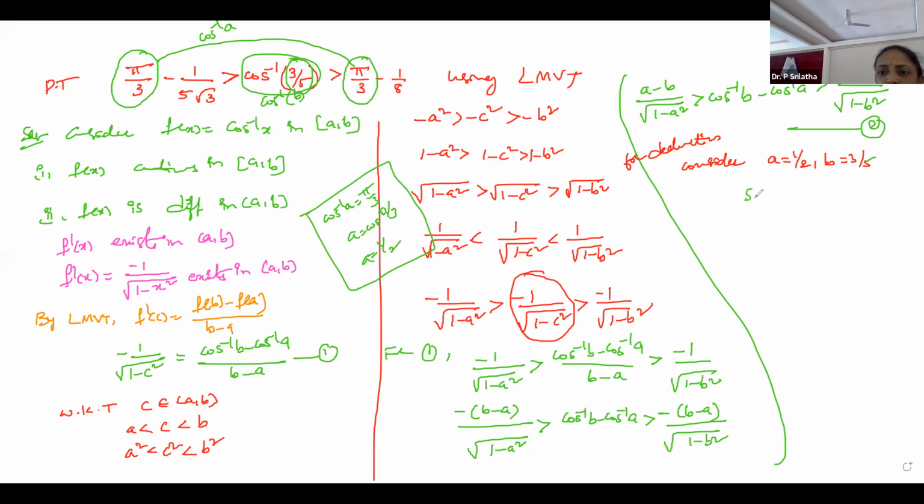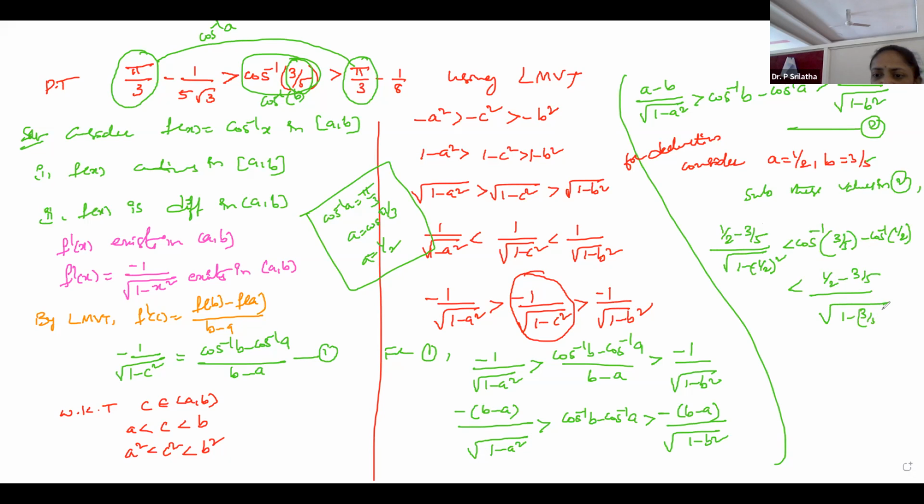Okay. So now substitute these values in equation 2. So that is 1 by 2 minus 3 by 5 divided by under root of 1 minus 1 by 2 whole square is less than cos inverse of 3 by 5 minus cos inverse of 1 by 2 is less than 1 by 2 minus 3 by 5 divided by under root of 1 minus 3 by 5 whole square.